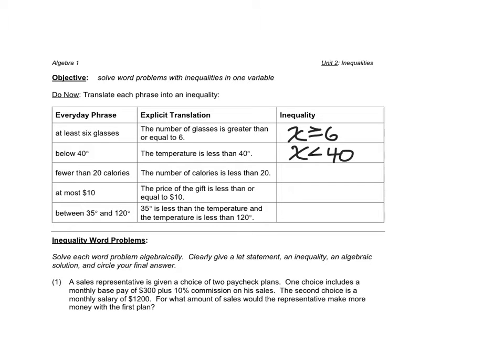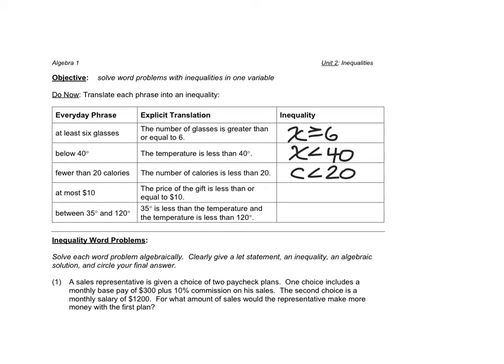All right. You could vary your variable. You don't actually have to use X's every time. You could use T if you want, but for consistency, if you want to use X every time, that's fine too. Fewer than 20 calories. Number of calories is less than 20. What do we got? C is less than 20. X is less than 20. C is less than 20.